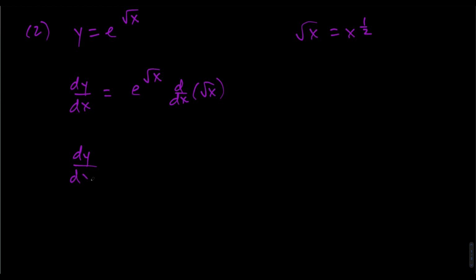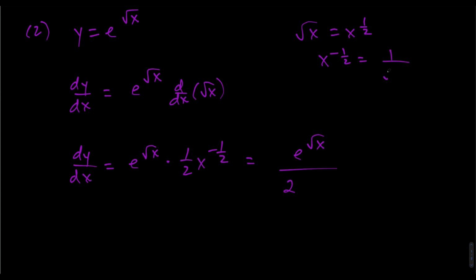So our derivative here is going to be e to the square root x times, and I do power rule, and I get 1/2 x to the minus half. And then if I just do a little bit of algebra and make this look nicer, in the numerator I'm going to have e to the square root x, and in the denominator I have a 2, and then x to the minus half is the same thing as 1 over square root x. So the square root x is going to go on the bottom also like this. And that's our derivative to question 2.